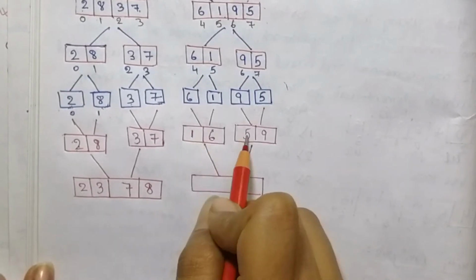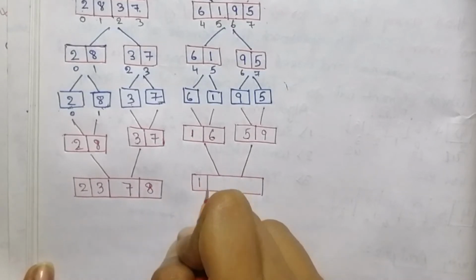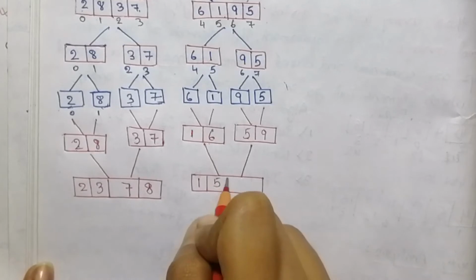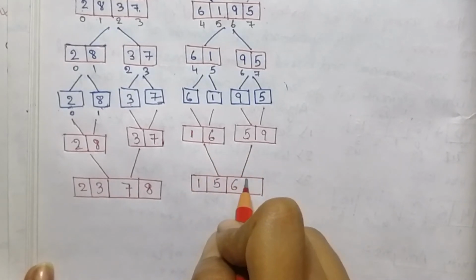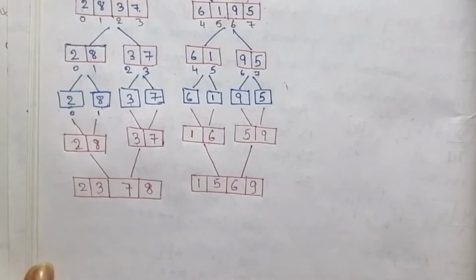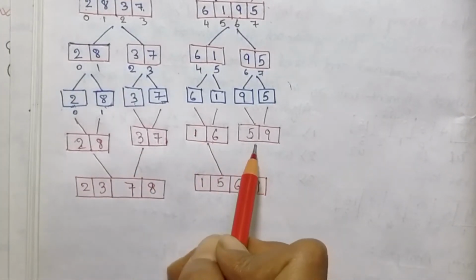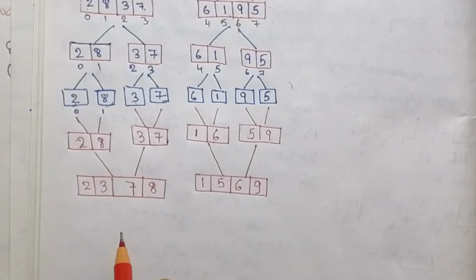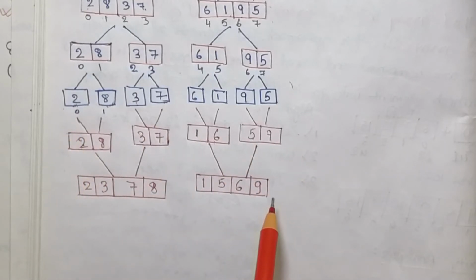The element 1 is compared with 5. 1 is smaller, right? So we will store 1. Then 5 is compared with 6. 5 is smaller, so we will store it. Now 6 and 9. As 6 is smaller, it is stored, and in the last we will store 9. So see here, these steps are nothing but the merging of 2 sorted sublists into a single list, right? I have already explained the algorithm for these steps in the previous video.